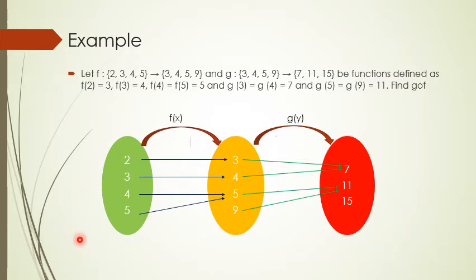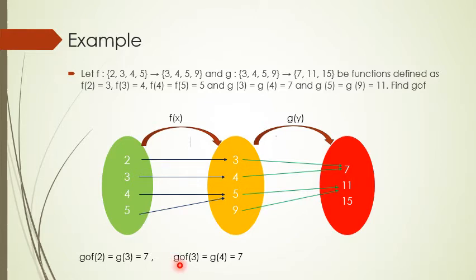Or by the definition, g of f of 2 equals g of f of 2. What is f of 2? 3. Hence, g of 3. What is g of 3? It is given as 7. Hence, g of f of 2 equals g of 3 equals 7. Hence, the composition function g of f maps 2 to 7.